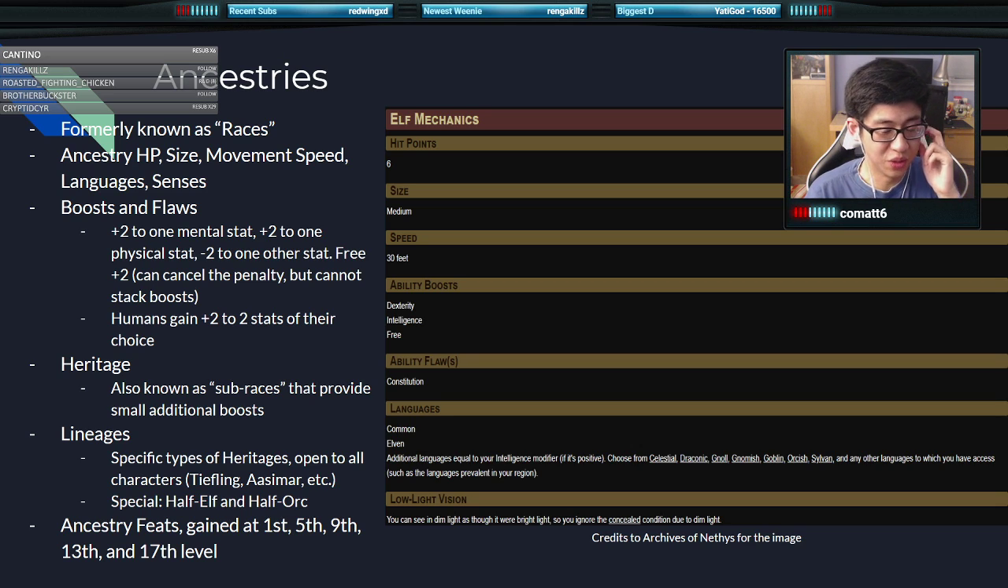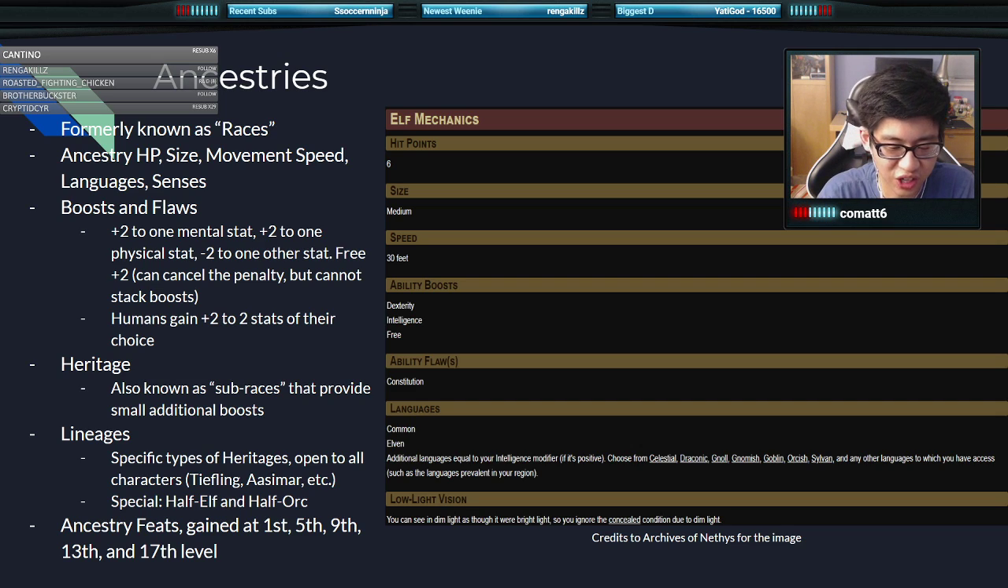Or you could give them nimble elf, which gives them a 5-foot bonus to their move speed, and etc. Ancestry feats are gained at first level and every 4 levels thereafter, and they increase in power as you go up in level. This is one really busted elven feat called Elven Instincts that I'm going to get into in a little bit. And they're really nice to have, and it is something that you have to track.